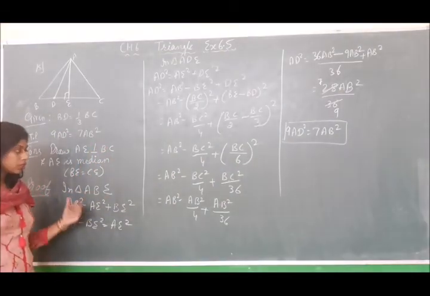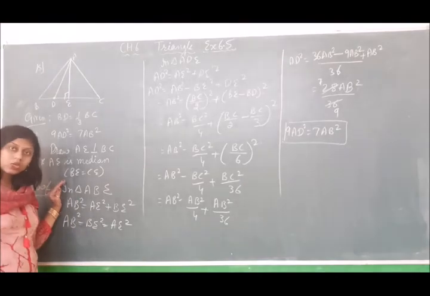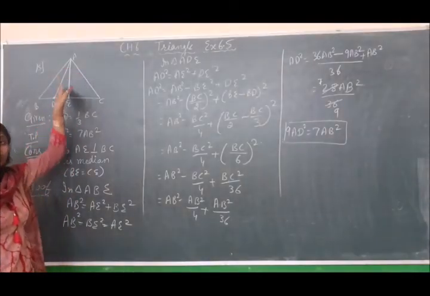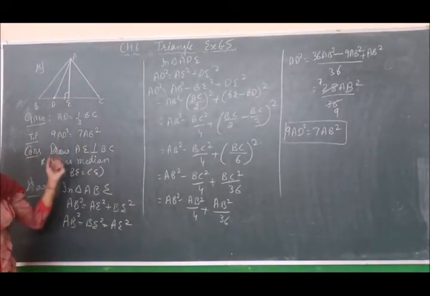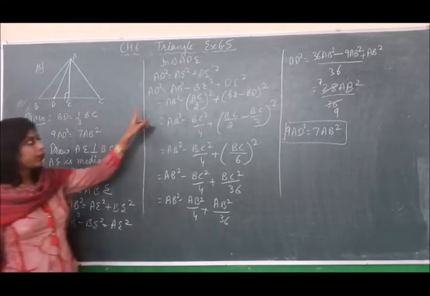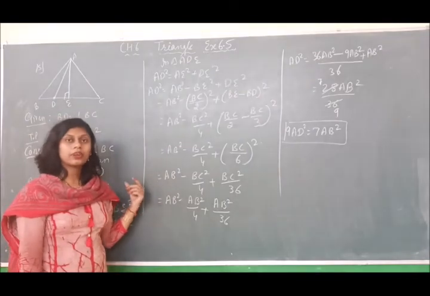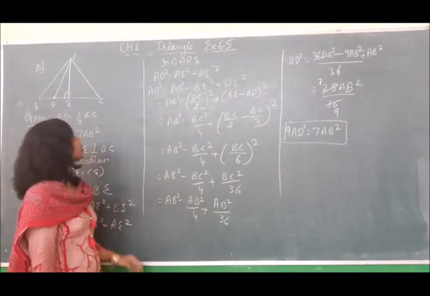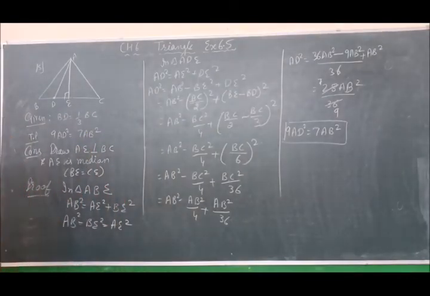Clear? So in this question we have to apply Pythagoras theorem. That's why we need to do the construction. Then apply Pythagoras theorem in both the triangles and replace the terms according to your proof. So this is your question number 15. Next question number 16. Draw the figure.